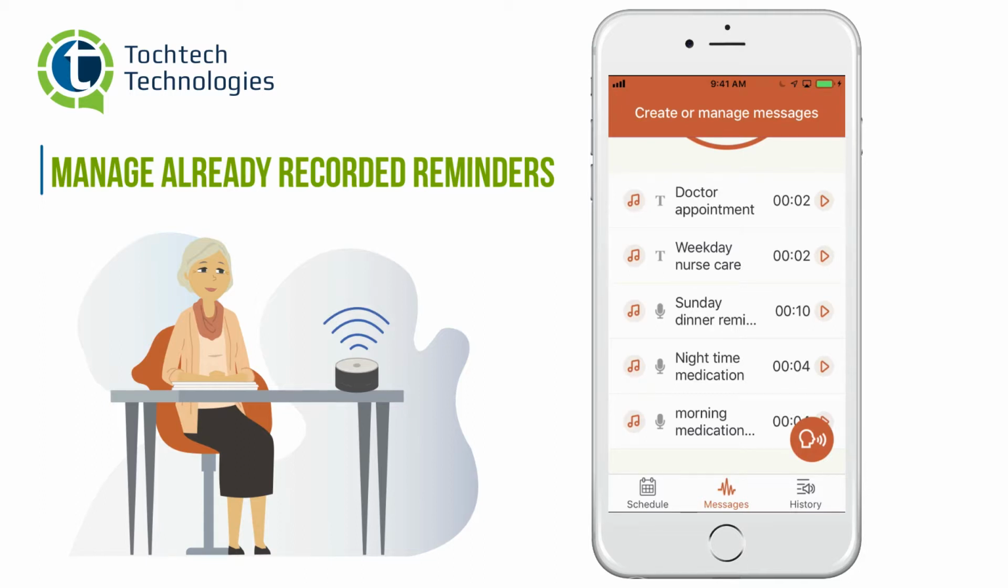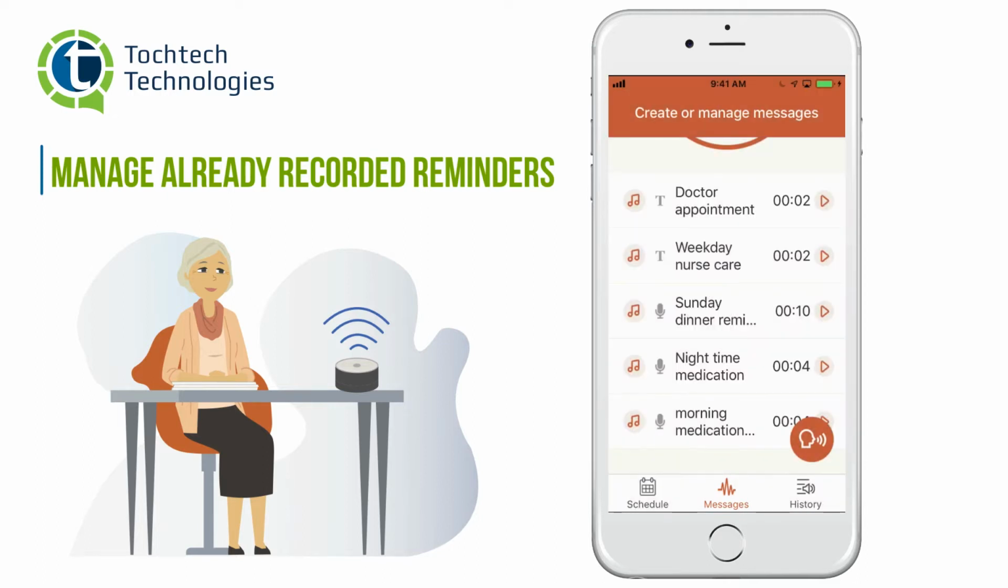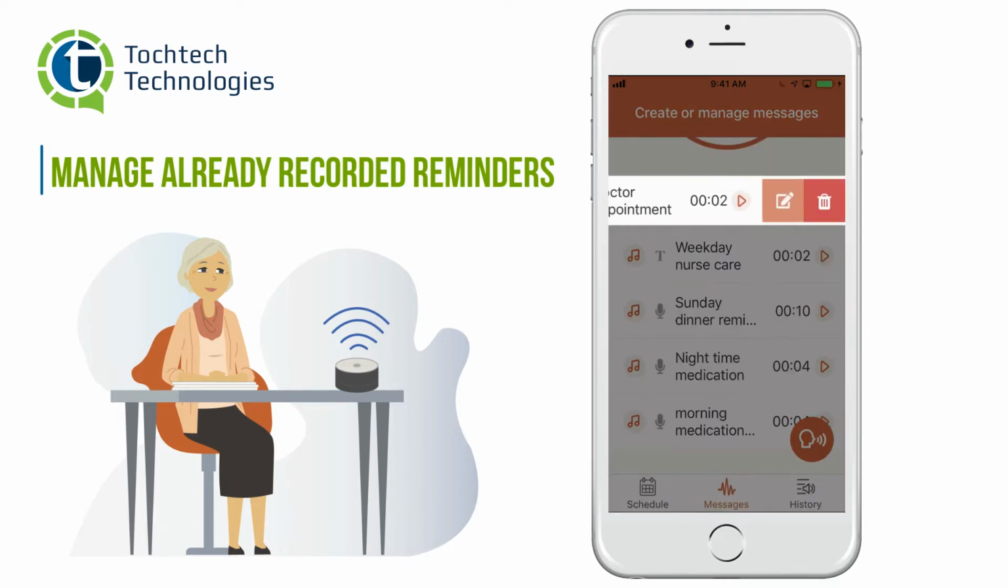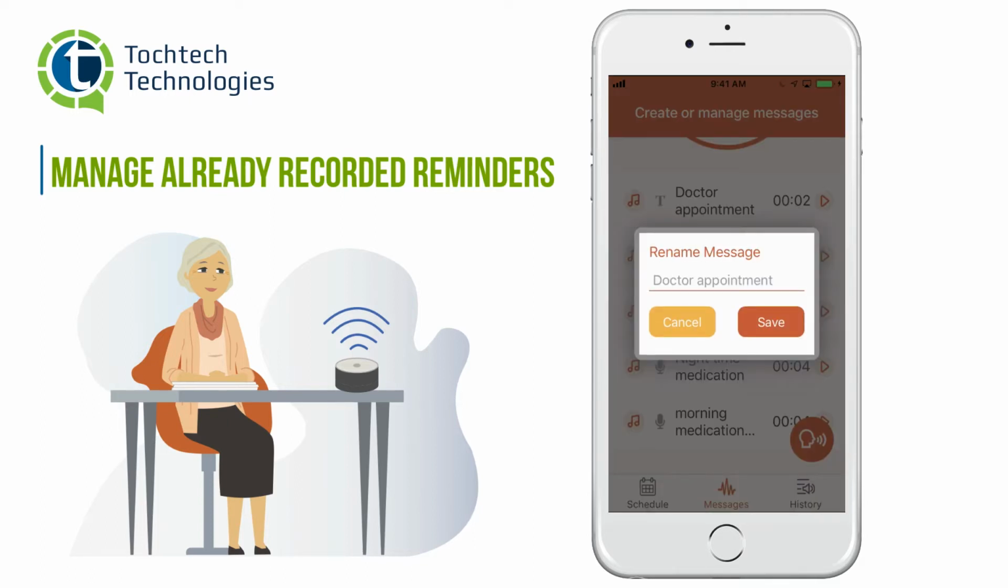To rename a previously recorded reminder, do as follows. Go to the Messages tab. A list of your recorded messages will be displayed. Swipe left the message you would like to rename. Tap on the Edit icon. And now go ahead and rename your message and save.